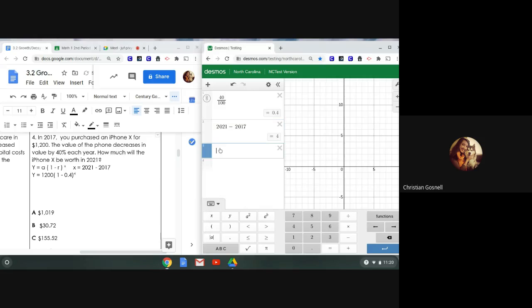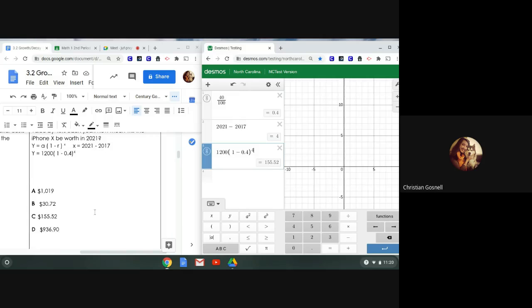Now we can type it into Desmos and solve. And the exponent button is here. So our answer is $155.52, which would be C. So there were your 4 examples on creating exponential equations and using them to solve problems.